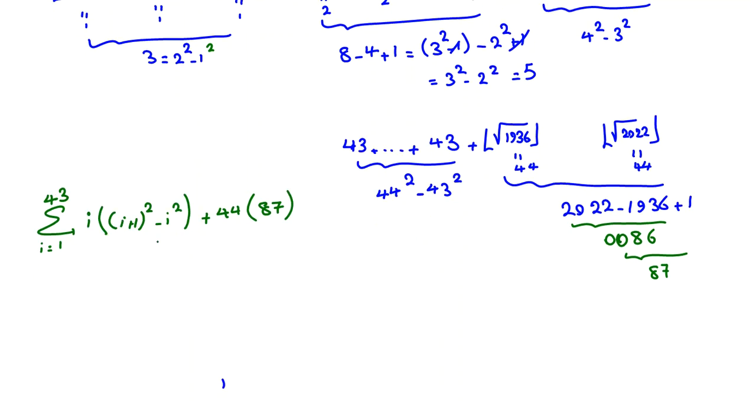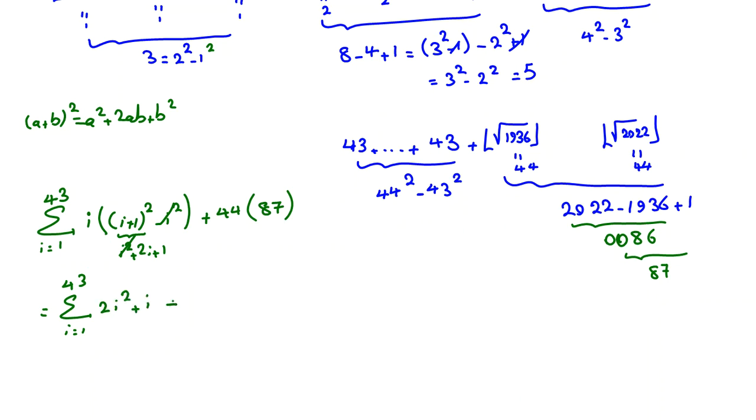Now, here if we calculate (i plus 1) squared, we have a famous identity, you should know this. (a plus b) squared is a squared plus 2ab plus b squared. Okay. So here it will be i squared plus 2i plus 1. So i squared, this one will be cancelled. So it will be sigma i from 1 to 43, i times 2i squared plus i. Okay. Plus 44 times 87.